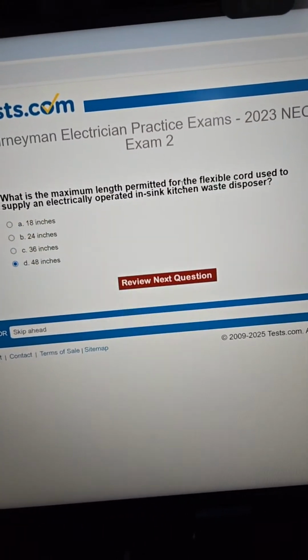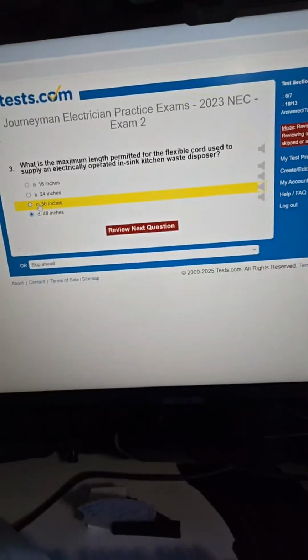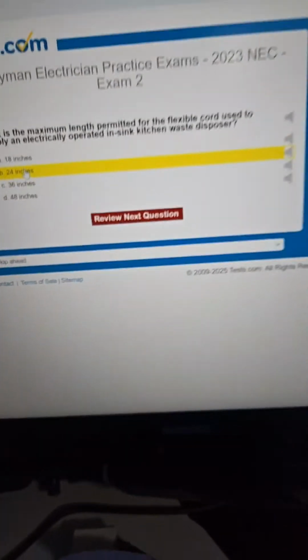Okay, maximum length permitted for flexible cord, use supply. Damn. Dude, we got the easiest questions wrong. We could have so easily looked this up. I'm going to show you where to find that.